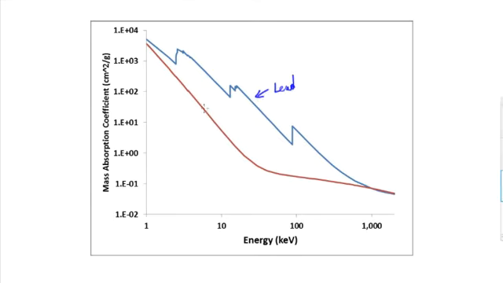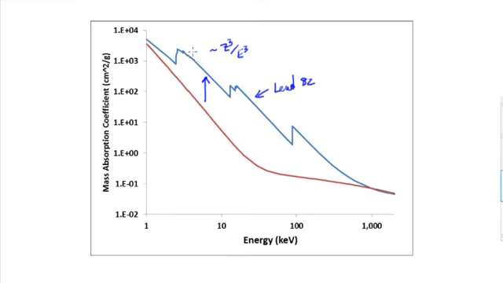So let's look here now at the curve for lead. One immediate obvious feature is that it's higher, and that's because the Z of lead is higher. The Z of lead is 82, and what you're seeing here is that the absorption coefficient scales like Z cubed. So it scales like Z cubed over E cubed.